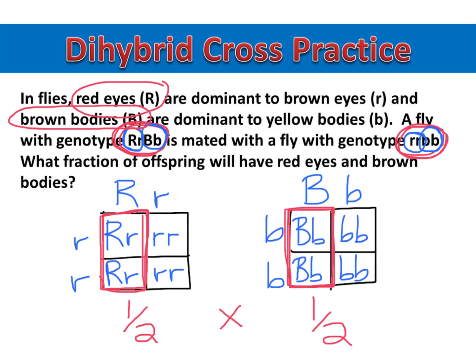And so to multiply the fractions, first I'll multiply the numerators. So 1 times 1 equals 1, and then the denominators. So 2 times 2 equals 4. So 1/4 of the offspring would be expected to have red eyes and brown bodies.